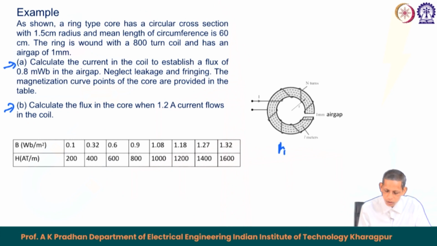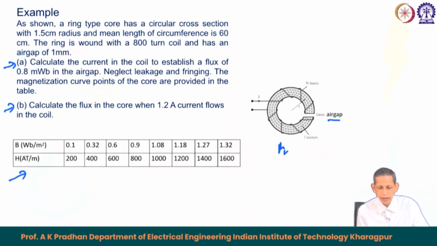Mu r is not known to us. Calculate the current in the coil to establish a flux of 0.8 milliweber in the air gap. So, the air gap flux is given, calculate the current required for this, neglect leakage and fringing. The magnetization curve points for the core are provided in the table. So, the table gives us the magnetization curve.